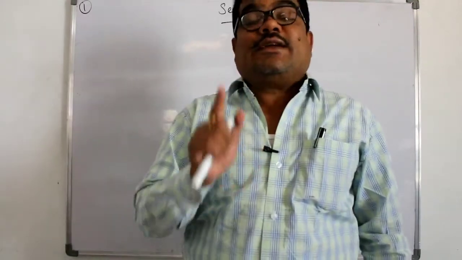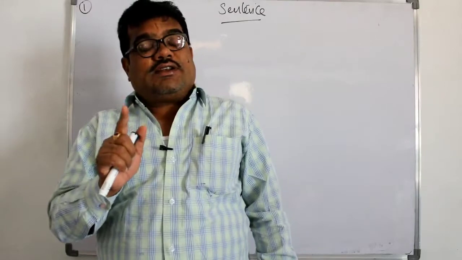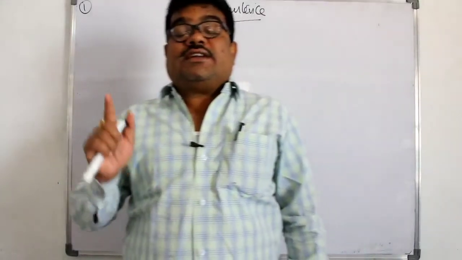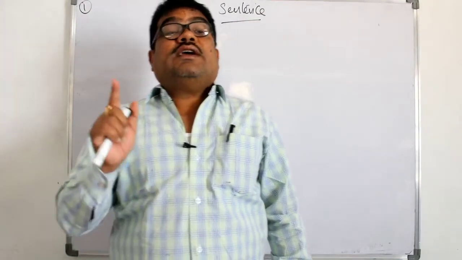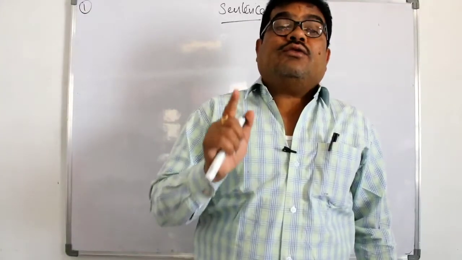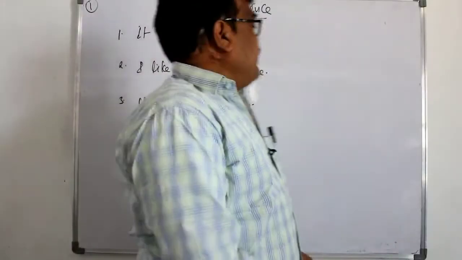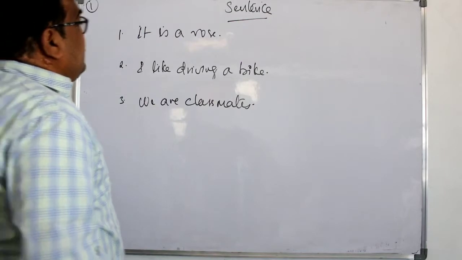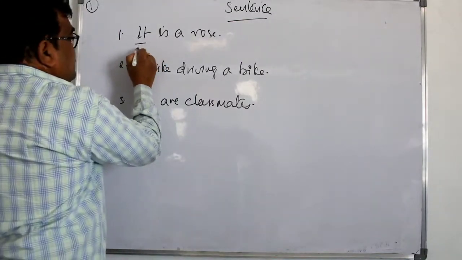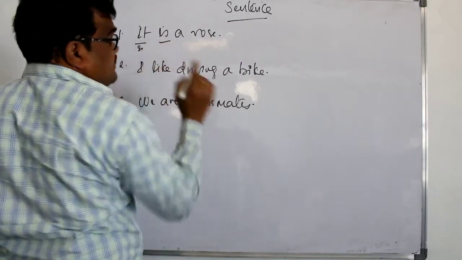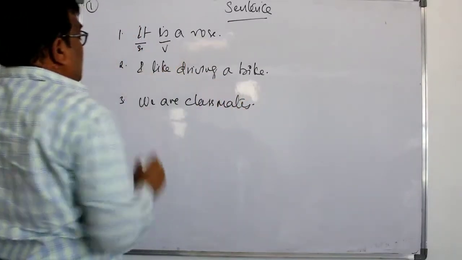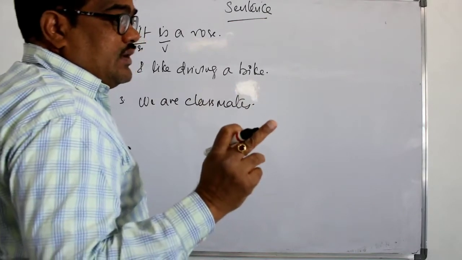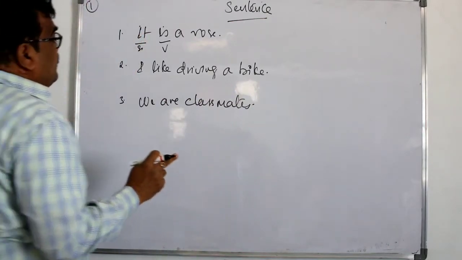In a sentence, there must be a subject and a verb. I repeat once again: in a sentence, it is definite that we must have a subject and a verb. I have taken three examples here. The first example is: It is a rose. It is the subject and is is the verb. I told you that in a sentence, at least there must be a subject and a verb.